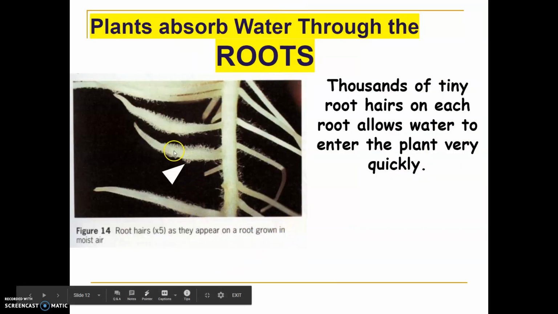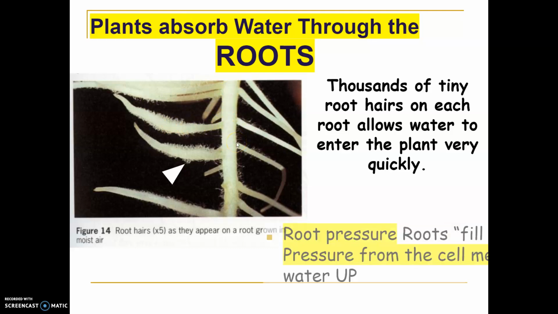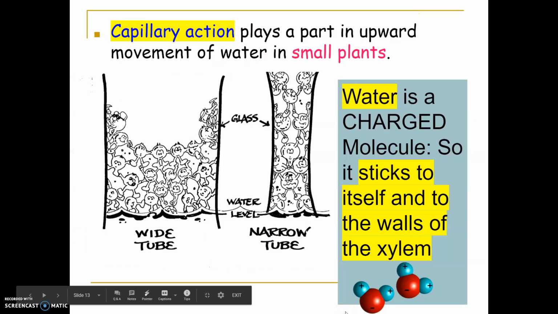So here's root pressure. Roots are covered in tiny little hairs, which helps them absorb lots of stuff that increases their surface area. So here's a little root that doesn't have any water in it. Once the water soaks into that root and it just moves through there by osmosis, the root gets tight. And because it gets tight, it's going to squeeze out that water like a balloon, and it will squeeze it right up to the stem of the plant. So root pressure fills the roots up with water. Pressure from that cell membrane of each of those root cells pushes the water up.